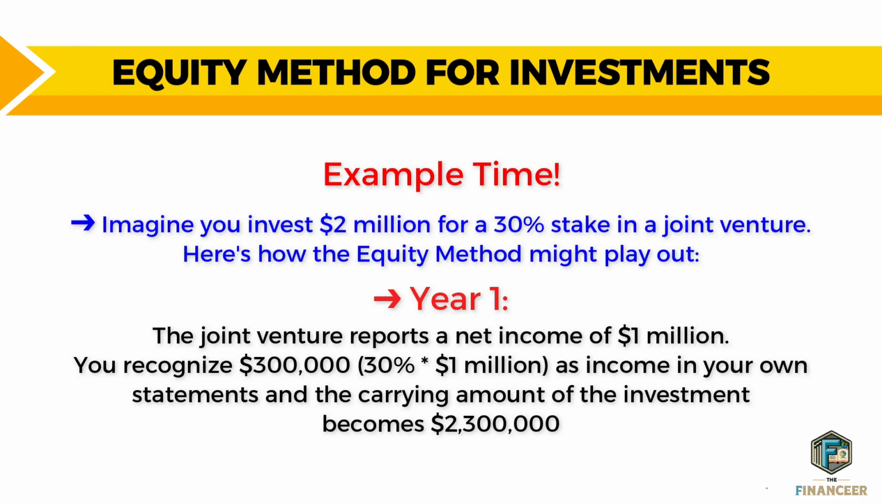So if you acquired your investments for $2 million, you are going to increase the value of the investments by 300,000. So it means that it will become $2.3 million.